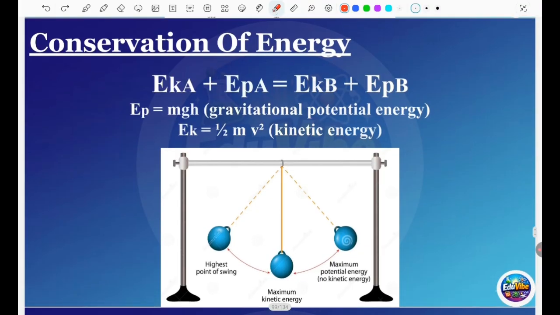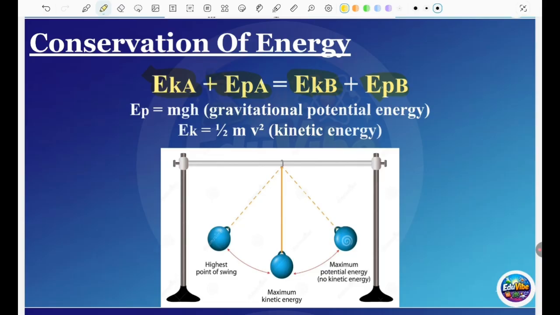Firstly, we deal with the conservation of energy. You all know that this is EKA plus EPA is equal to EKB plus EPB. This equation you don't have in your data sheet, so it has to be remembered. We will rapidly use this equation in the rest of the three units, again and again, and today we will see how it is used.